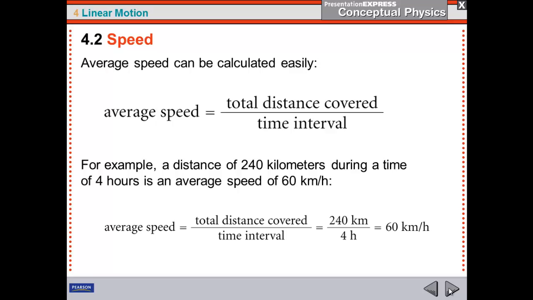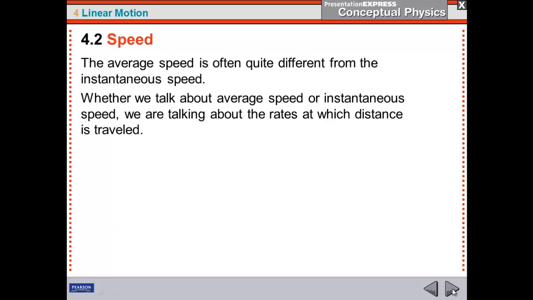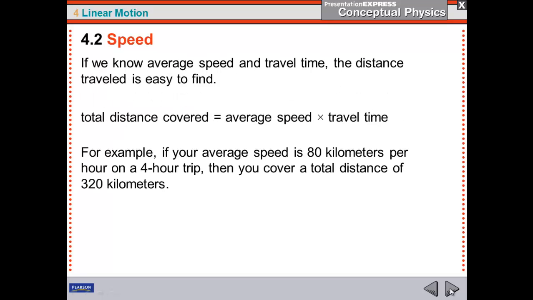So nowadays you'll see those point-to-point radars. What they do with trucks is they take a photograph of the truck and the time, and then they have another point where the truck will go through, and they know if the truck gets there before a certain time, the truck's actually been speeding. So it's looking at their average speed over a period of time. Alright, so average speed is often different from instantaneous speed. Whether we're talking about average speed or instantaneous speed, we're still talking about rates at which distance is travelled. So remember, speed is not a vector quantity.